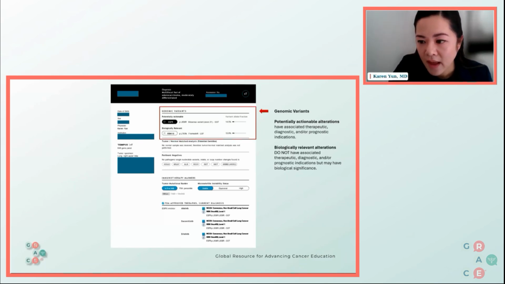On the bottom of that, there's also a list of biologically relevant alterations. So this patient has a biologically relevant RBM10 mutation, but biologically relevant alterations don't have associated therapeutic, diagnostic, or prognostic indications, but they're listed there because they may have biological significance.